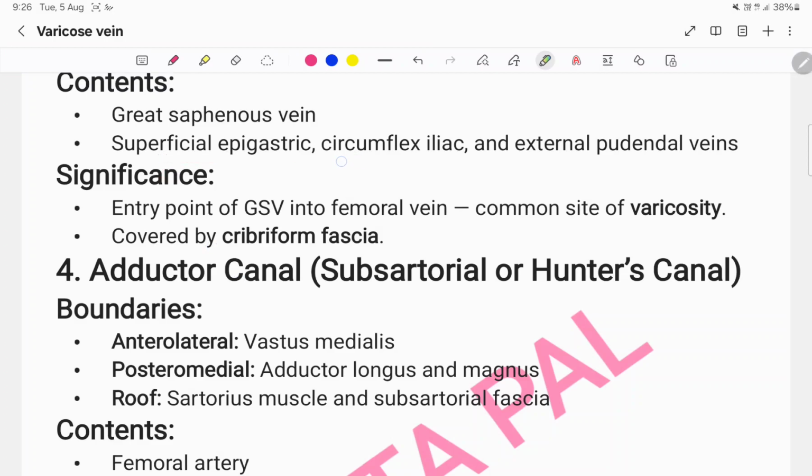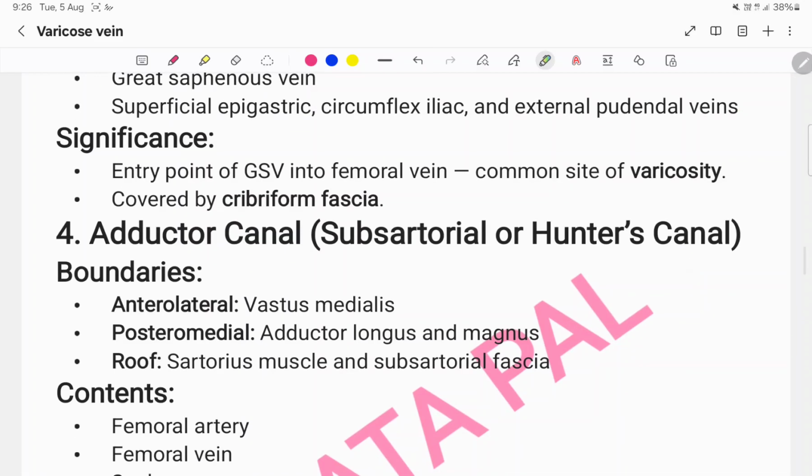Superficial epigastric, superficial circumflex iliac and external pudendal veins. Next, what is the significance? It is a common site of varicosity and is covered by the cribriform fascia.